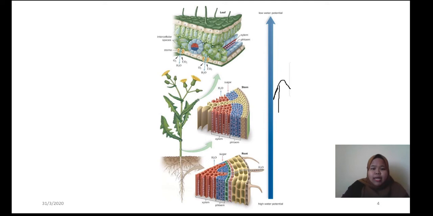Maybe you can ask why at the roots, water potential is higher than at the leaf. The answer is that at the roots, water comes in by osmosis, but at the leaf, water moves out and escapes through the stomata. This is the reason why there are differences in water potential.